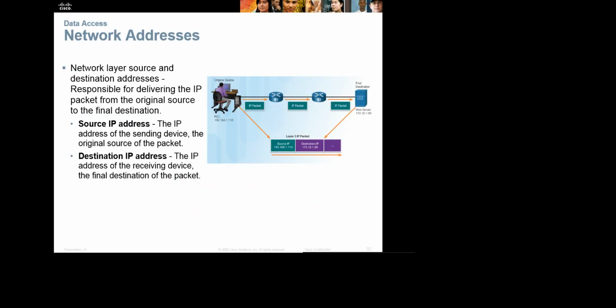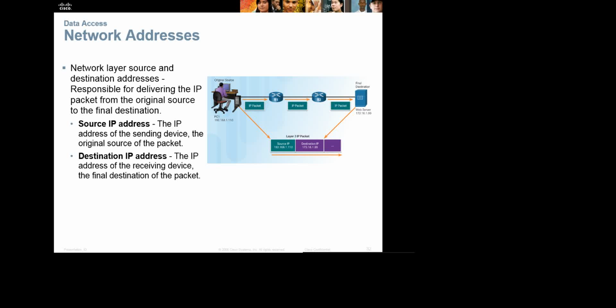So in terms of network addresses, the network layer source and destination addresses are responsible for delivering the IP packet from the original source to the final destination. Notice the word final destination. That means this message is going from me to someone else somewhere else, right? And that's why we're using an IP address. You see the diagram there.